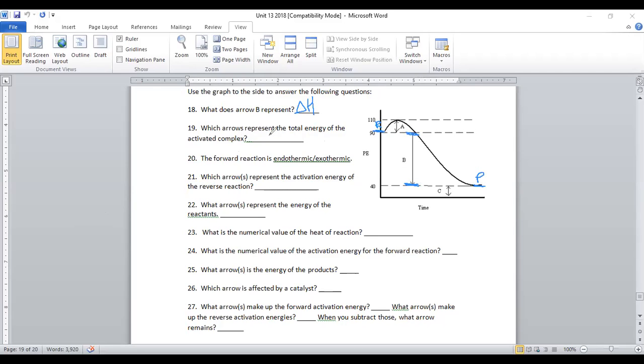What arrows represent the total energy of the activated complex? Okay, so the activated complex is right here. It's at the top all the way to the bottom. So A plus B plus C.